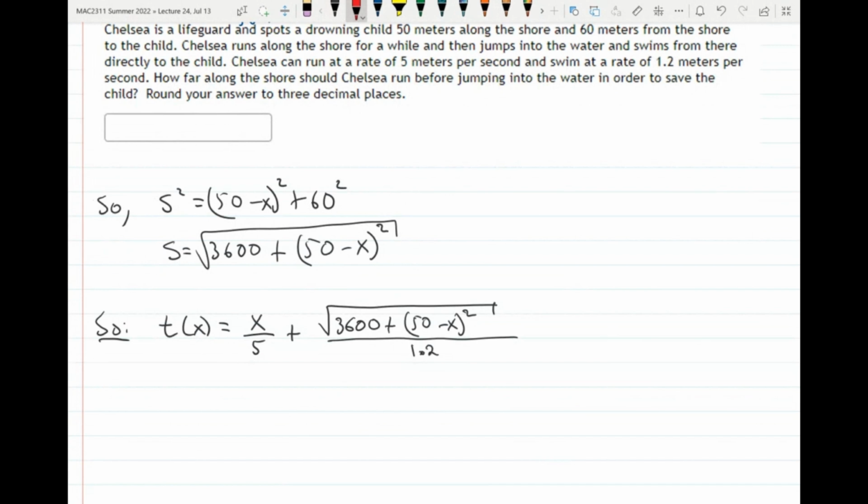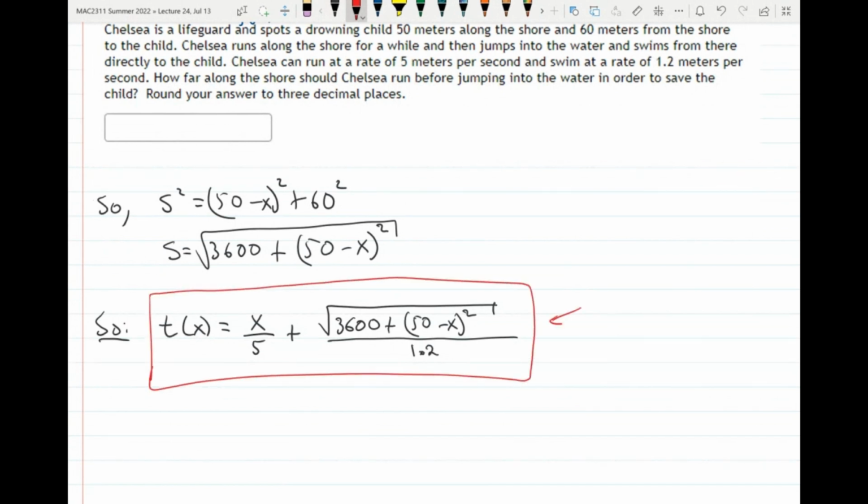And now this is our function, and our job is to minimize this. Now this function comes with some restrictions. What are the restrictions that we can say? In other words, what's the domain of this function according to the problem?